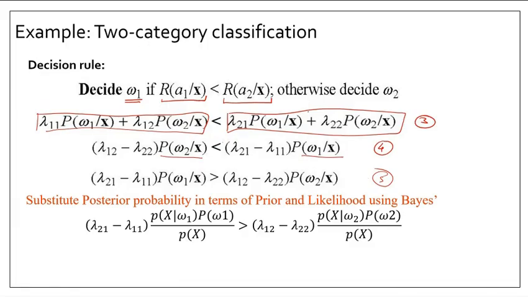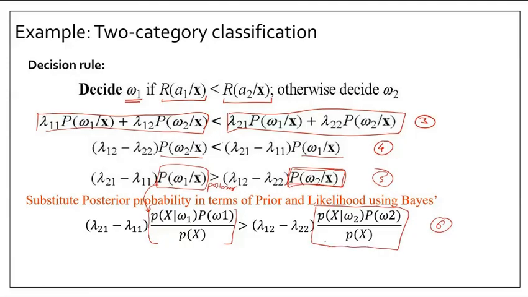Now, as you know, this is the posterior. These two sides are posterior. We are replacing the posterior in terms of prior and likelihood. So equation 6 is written with the substitution of this posterior in terms of prior and likelihood. So this is also replaced by this quantity. So try to understand this step.